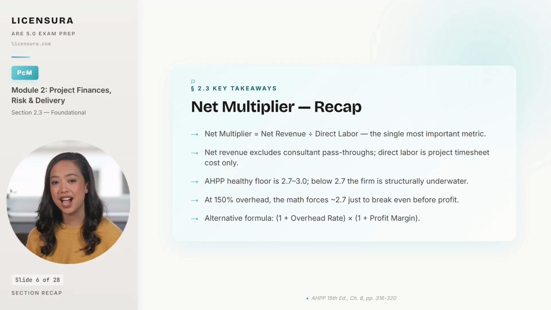The AHPP healthy floor is between 2.7 and 3.0. Anything below 2.7 means the firm is structurally underwater, and the principals are usually absorbing the gap personally. The math behind that floor is straightforward. At 150% overhead, the multiplier has to clear 2.5 just to break even, and a real profit target pushes it to 2.7. The alternative form of the same formula, 1 plus overhead rate multiplied by 1 plus profit margin, is the cleanest way to set a target multiplier from a target profit margin. And it's the version that shows up on the exam.